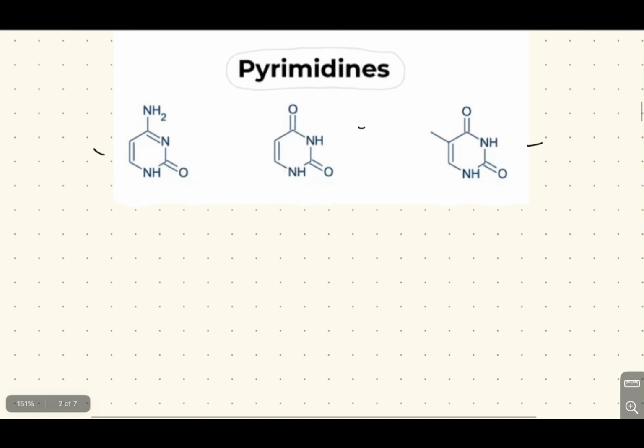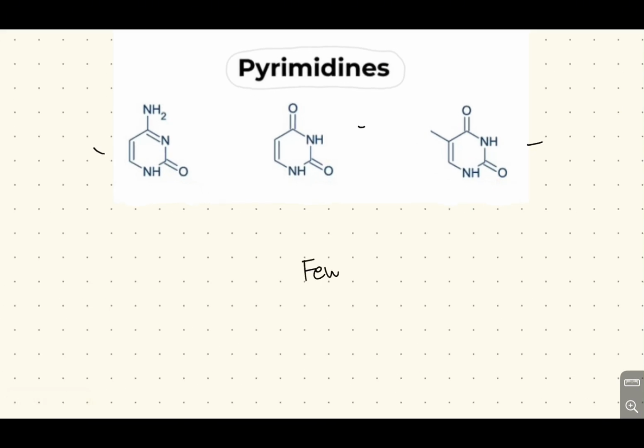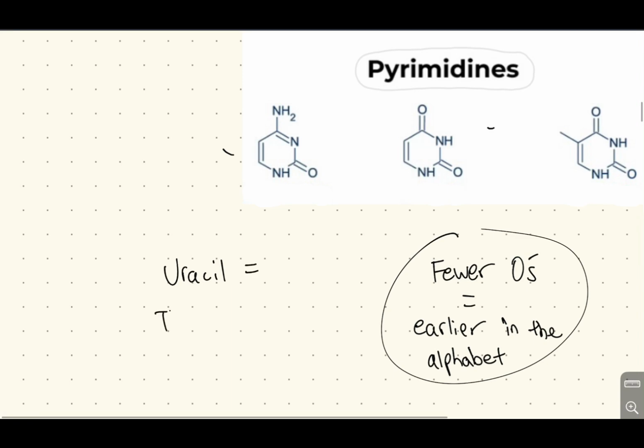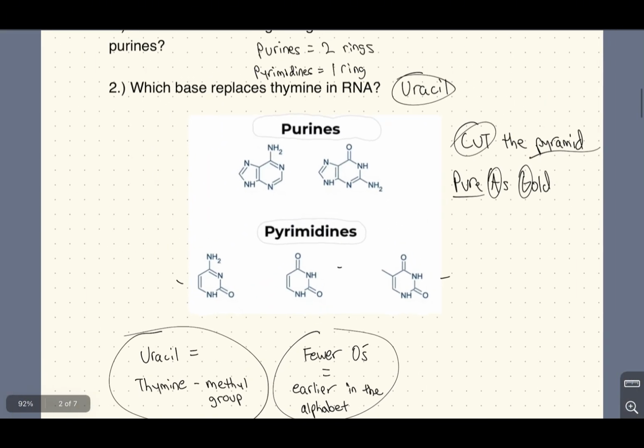So here are 2 rules to know which base is which. Fewer oxygens means that the first letter of the base comes earlier in the alphabet. This is only after you separate purines from pyrimidines. The second rule is that uracil is just thymine without the methyl group. So let's go back to the chemical structures and see how these rules apply.